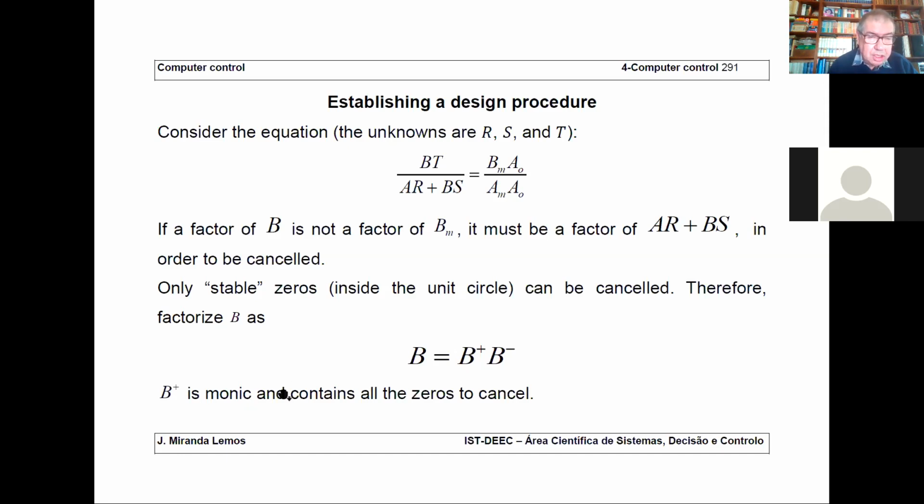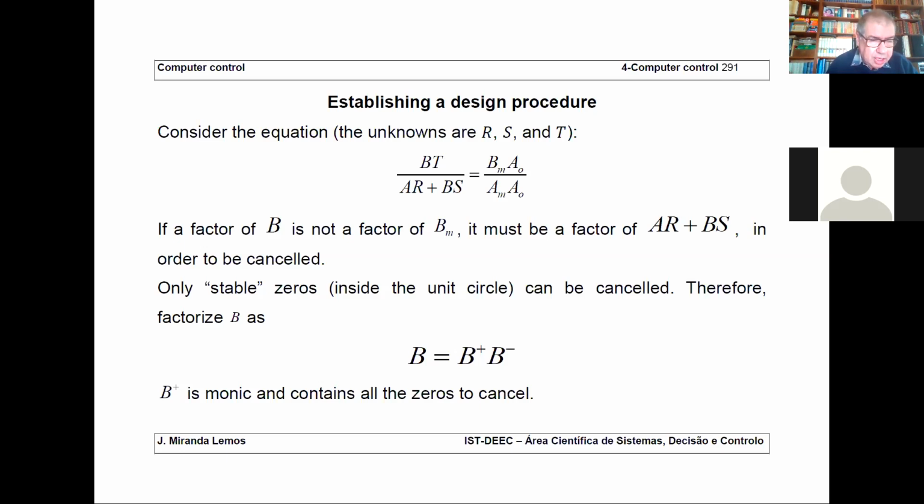Okay. What is a monic polynomial? A monic polynomial is a polynomial in which the coefficient of the highest degree is 1. For instance, z plus 5 is monic because the coefficient of the highest monomial, which is z, is 1. Z squared plus 2z plus 5 is again monic because the coefficient of z squared is 1. But 3z squared plus 2z plus 5 is not monic, because the coefficient of z squared is 3. So this is not monic.